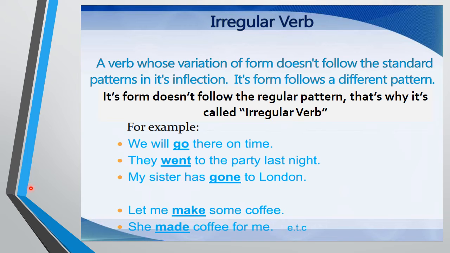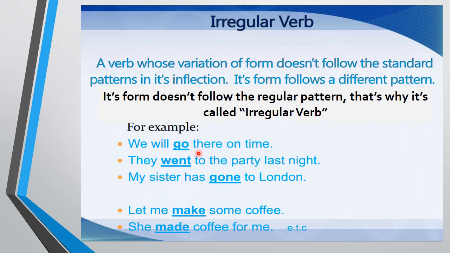Next kind, irregular verb, is connected to regular verb. If you have understood regular verb, you will get the idea what is irregular verb. It is basically a verb whose variation of form doesn't follow the standard patterns in its inflection. Its form follows a different pattern, and that is why it's called irregular verb.